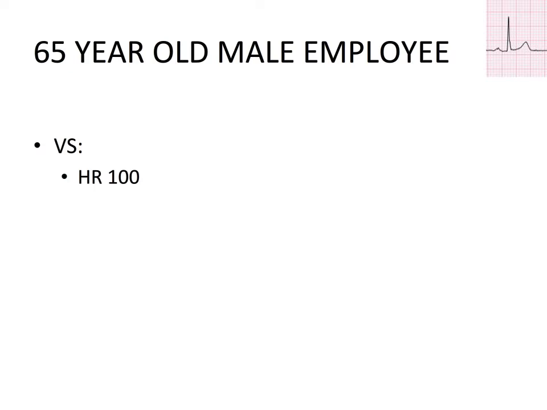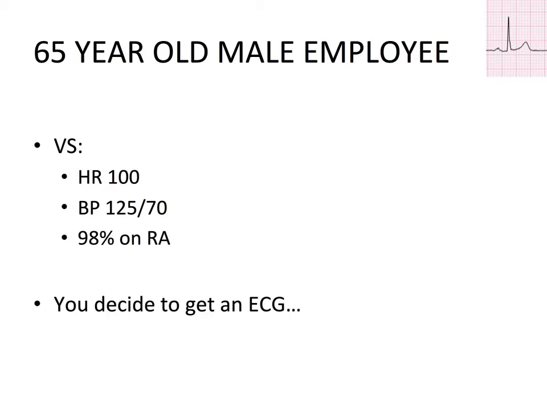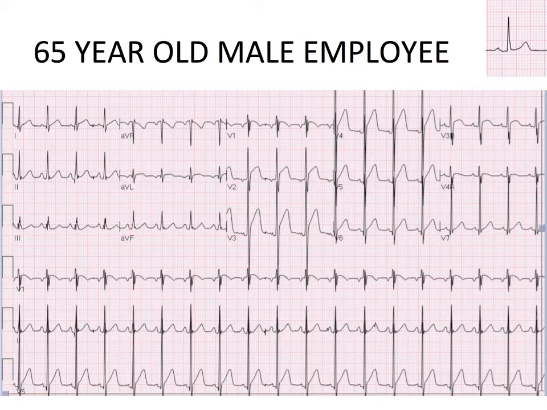His vital signs show a heart rate of 100, a blood pressure of 125/70, and an oxygen saturation of 98% on room air. The rest of his physical exam is normal. You decide to get an EKG. And this is what you see. One last time, let's go through this EKG together. Calculate the rate, rhythm, and axis.